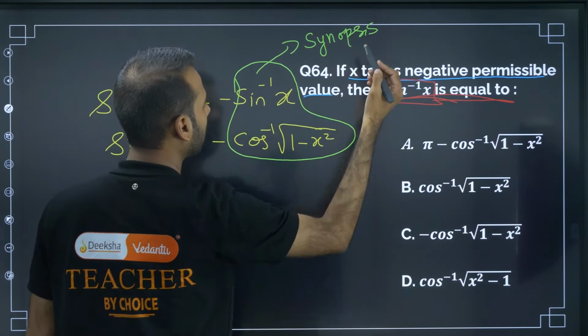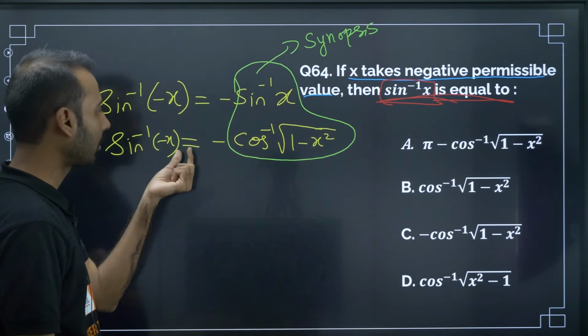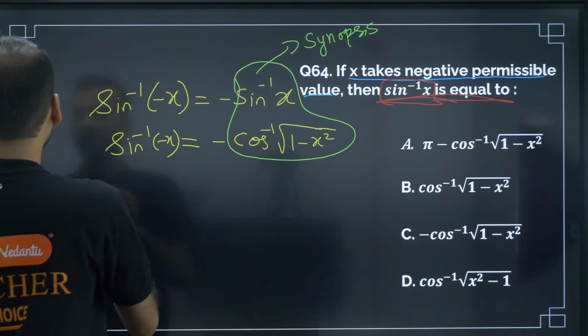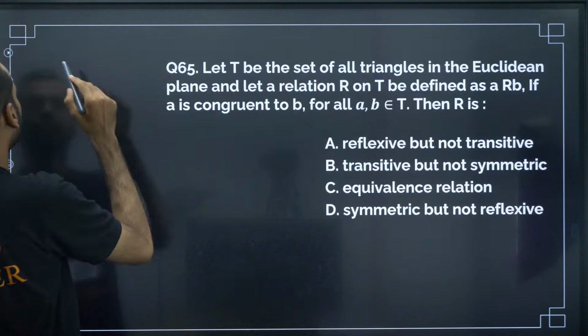So some students say, sir, teach synopsis also. So I am writing here synopsis: sine inverse of minus x is cos inverse of... So is there any such option? Yes, C is the answer for this. Moving on to next question.